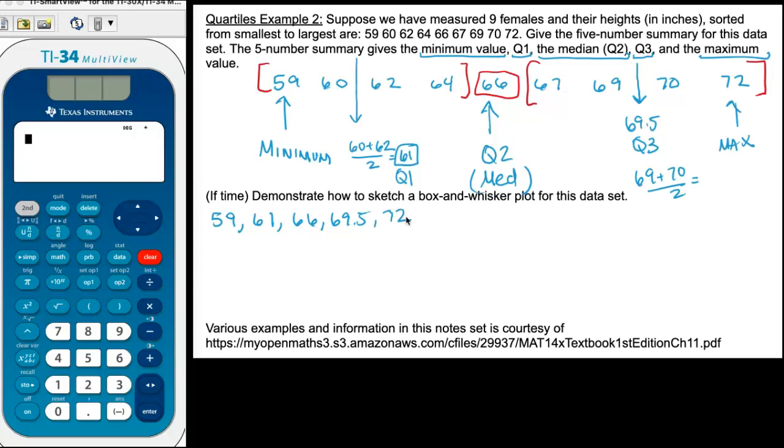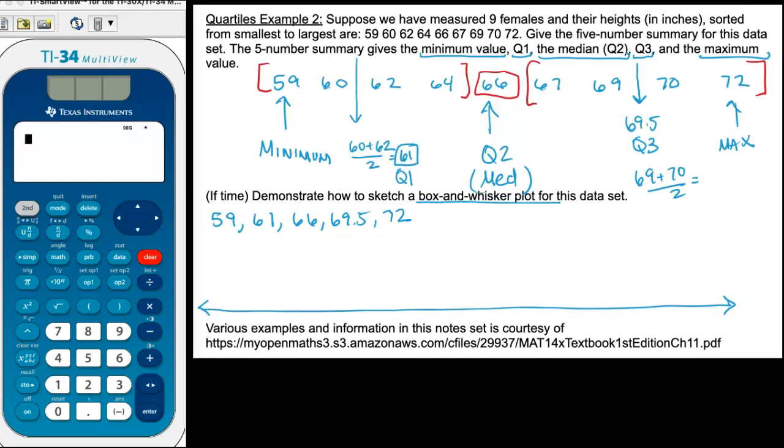And what I want to show you is how you can sketch a box and whisker plot for this data. To do that, you have to start by drawing a number line. So I'm going to draw a number line at the bottom. It's really up to you how you want to label it. You just want to make sure you label it in a way where all of the numbers from your 5-number summary can be graphed on this number line.